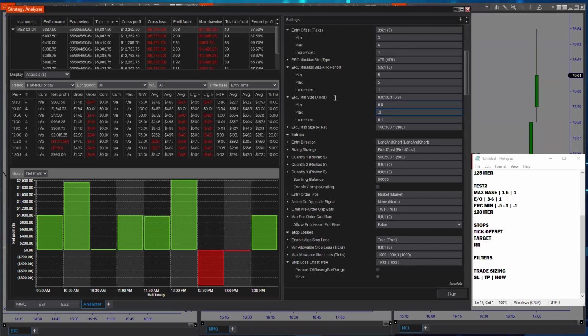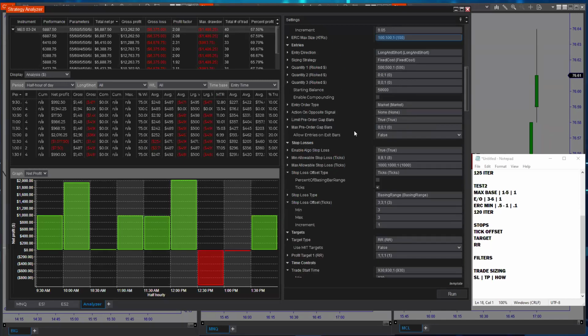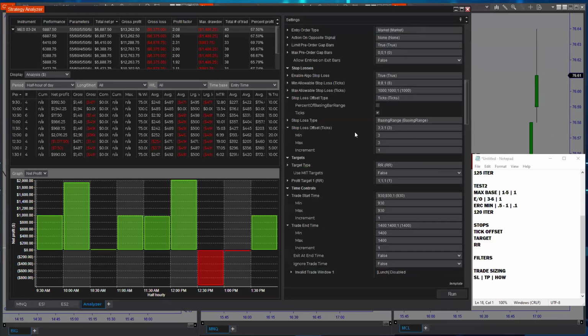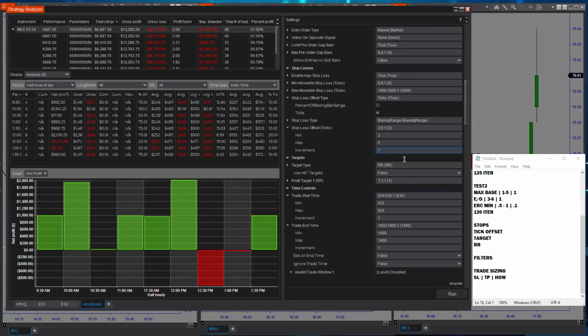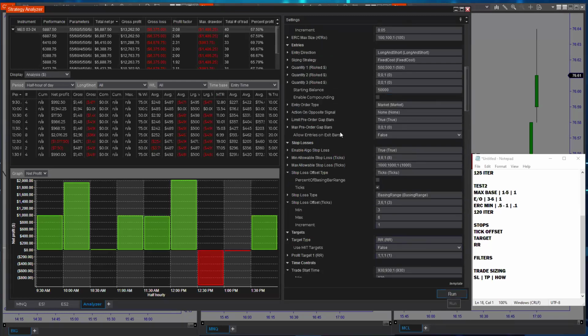So what we're going to do here is go 0.7 to 0.8, and we'll just go by 0.05s. Let's do that. And now let's go mess with the stops and targets. Enable stops, yes. Ticks, cool. I'm just going to do 3 to 6. Let's try that. And then I'm going to leave the risk reward and test that last. So let's run it this way.